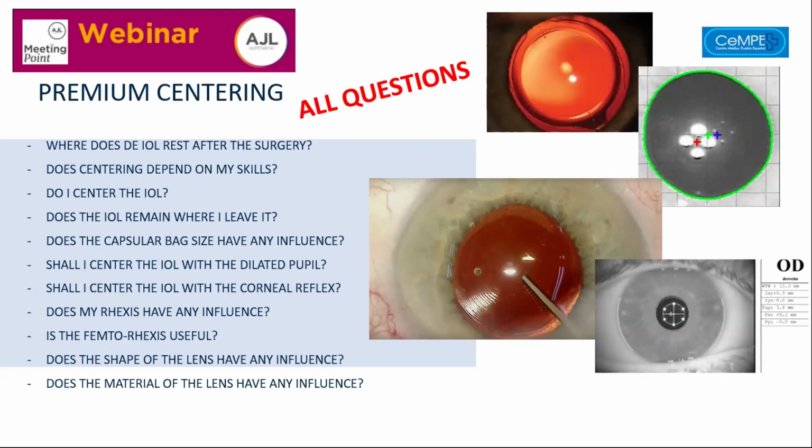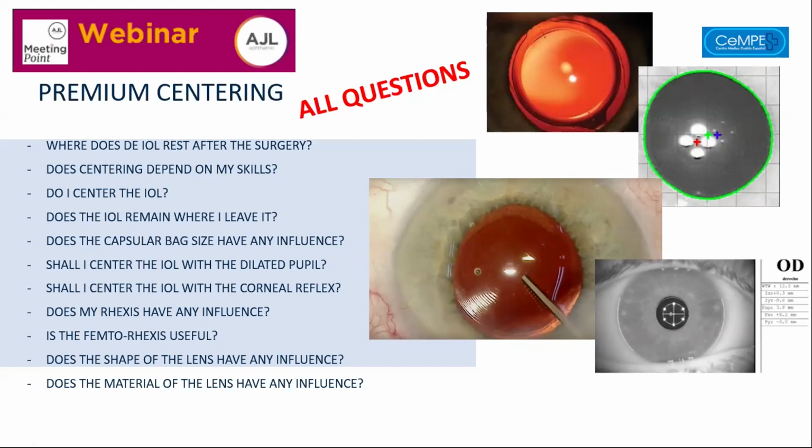And the lens tends to center and search for its most comfortable position depending on how the capsular bag is and the dimensions. Does the centering depend on my skills? If I am a more skillful surgeon than the other, my lenses are going to be better centered than yours. That's false. Again, it doesn't depend on your ability to center the lens.